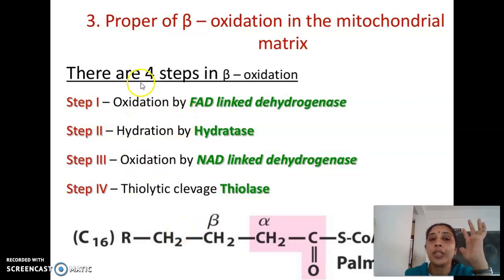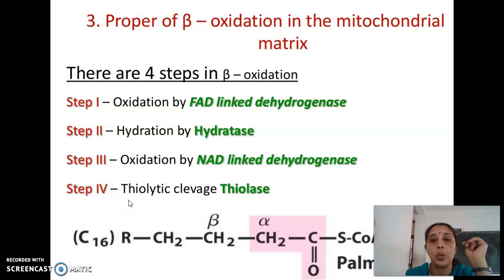Clear? So the first one is oxidation. Steps 1 and 3 are oxidation steps, that is, removal of hydrogen atoms. Removal of hydrogen atoms is known as oxidation or dehydrogenation. So the first and third steps are the dehydrogenation steps. The second step is the hydration step, that is, water is incorporated. And the last one is thiolysis.